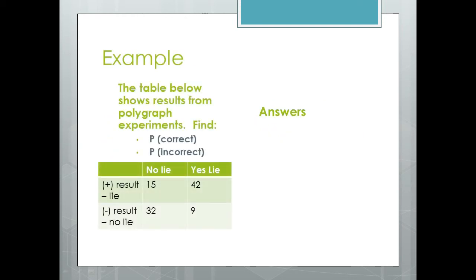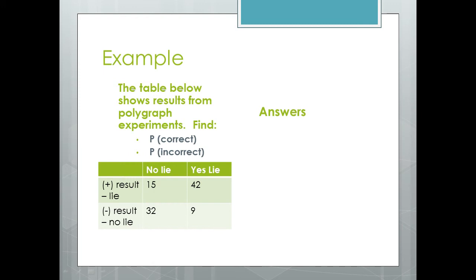Let's take a look at some examples here. This table shows polygraph results. In this case, we want to find the probability of a correct interpretation by the polygraph and the probability of an incorrect interpretation by the polygraph. In essence, how to read this chart is, when it's a positive result, it's a lie, so we want positive and yes. Positive and yes are correct, and no and negative are correct, whereas positive and no would be incorrect, and negative and yes would be incorrect.